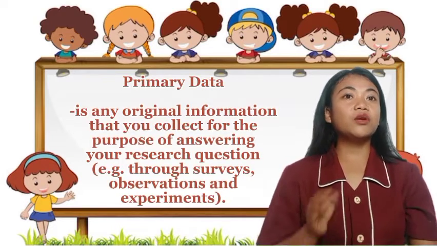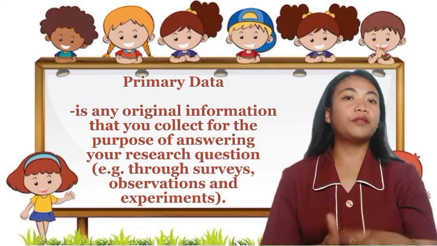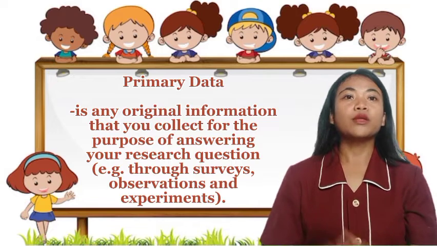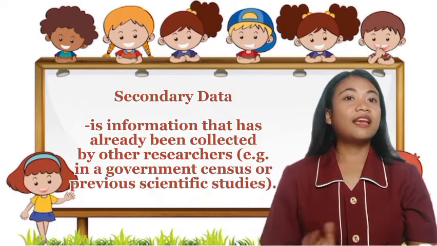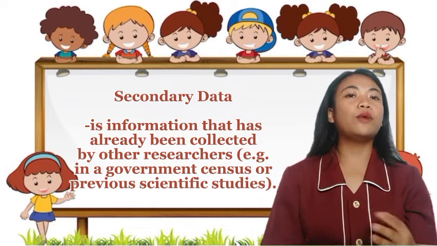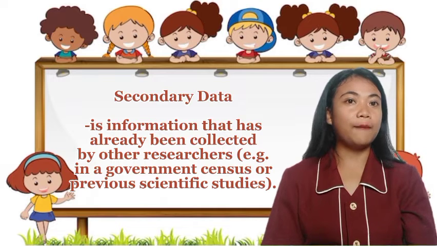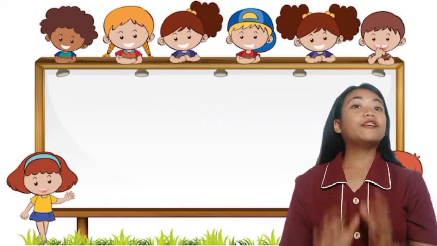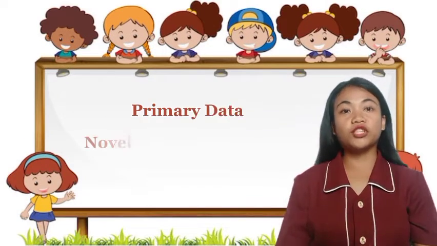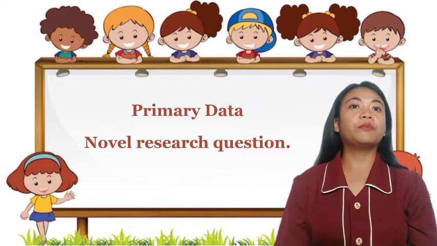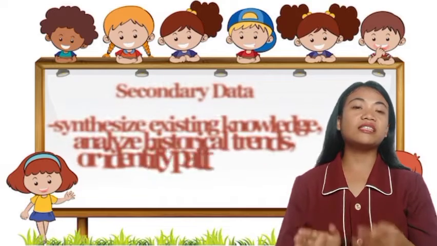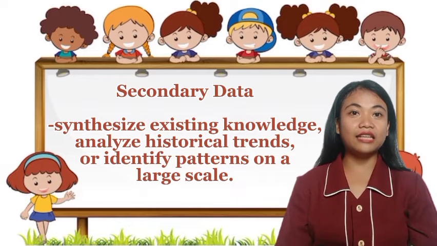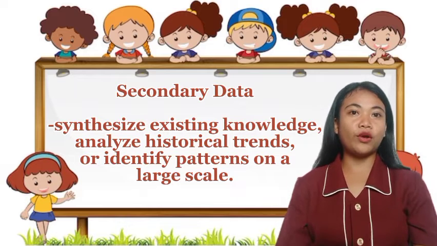Primary data is any original information that you collect for the purpose of answering your research question, for example, through surveys, observation, and experiments. Secondary data is information that has already been collected by other researchers, for example, in a government census or previous scientific studies. If you are exploring a novel research question, you'll probably need to collect primary data. But if you want to synthesize existing knowledge, analyze historical trends, or identify patterns on a large scale, secondary data might be a better choice.